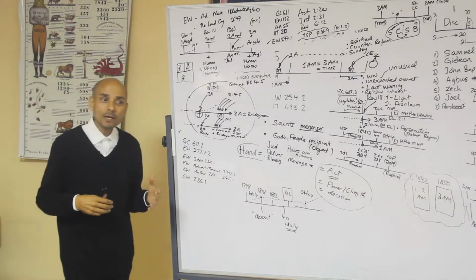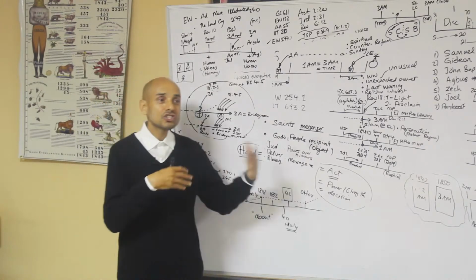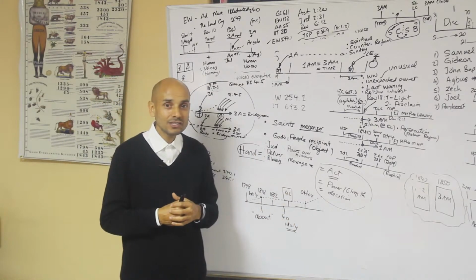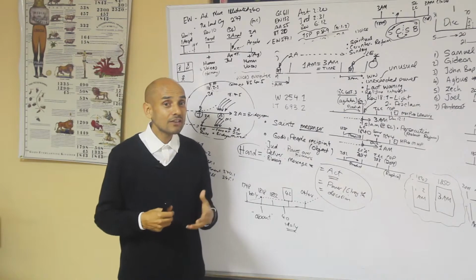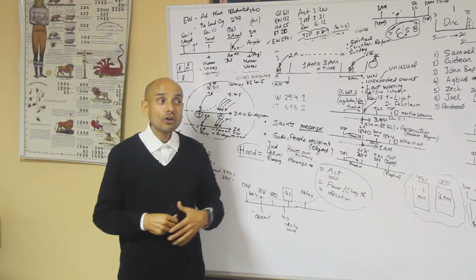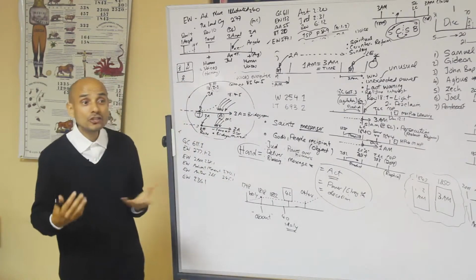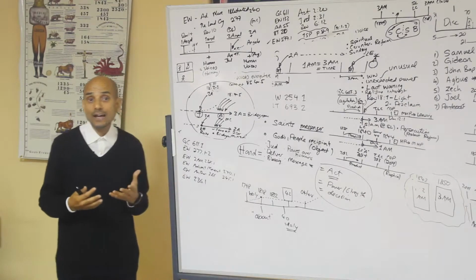So the reason they're able to now see and understand what the scriptures say is because God gives them what? God gives them power. So God is controlling what they can and cannot do.